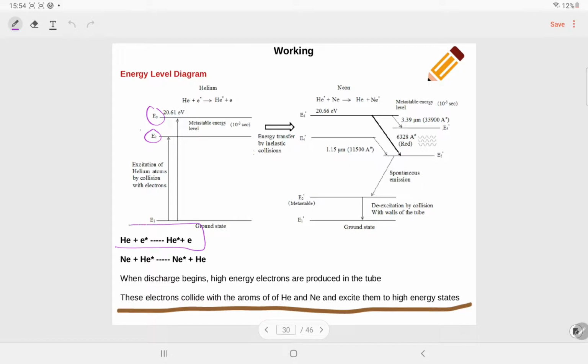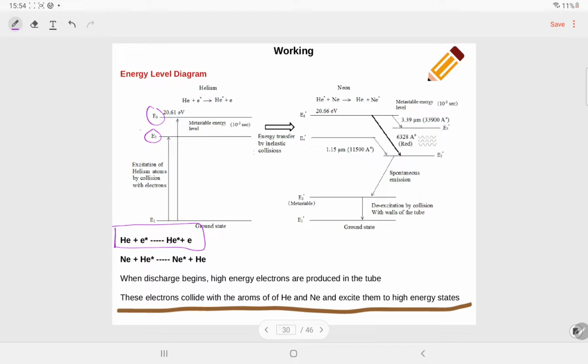Just see here, a helium atom encounters an energized electron, and this energized electron excites the helium atom. So the E2 and E3 levels are the metastable states of the helium atom, as I told you. The excited helium atoms then collide with the neon atoms. That is the interesting part.